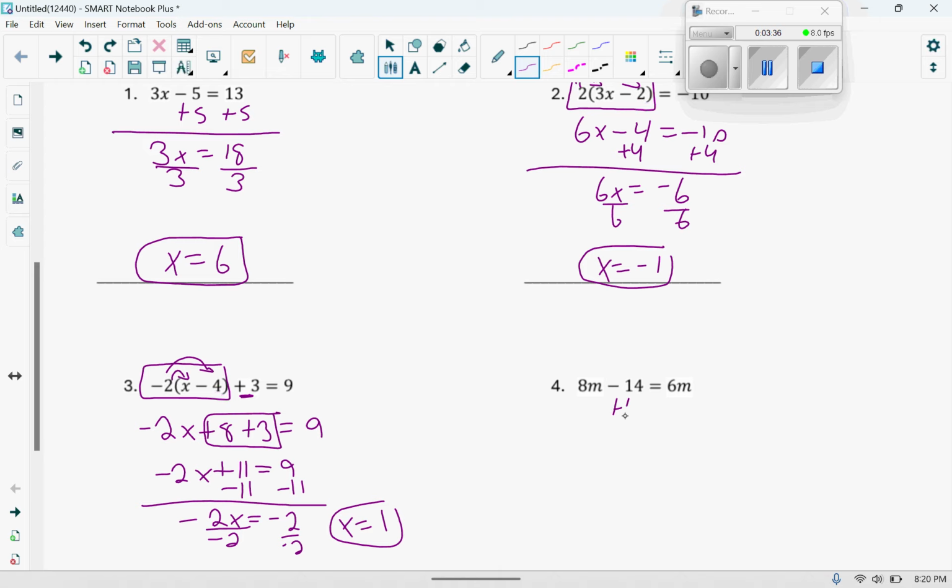Over here, I don't see any parentheses. So I'm just going to add, ooh, look at that. So this is something new. So I'm going to erase this because if I add that 14 over, do you see how there's nothing to combine it with? So this one is a sneaky snake. I don't want to combine the numbers. I want to combine the m's. So I'm going to subtract 8m over. That gets rid of that. And so I have negative 14 is equal to negative 2m. And now I want to get that m by itself. So I'm going to divide by negative 2, and m is equal to positive 7.